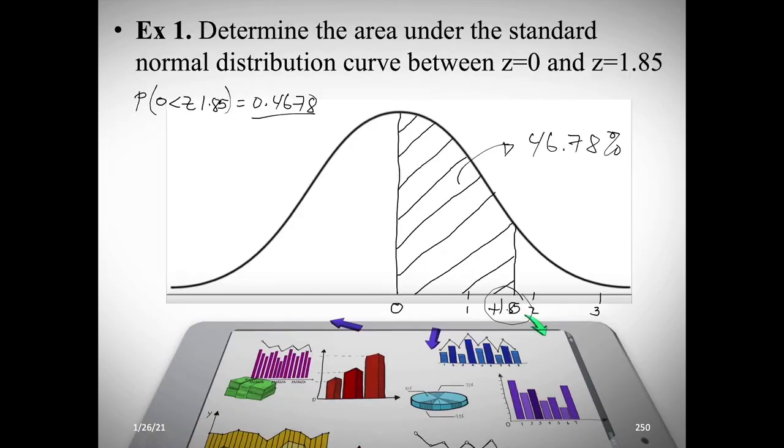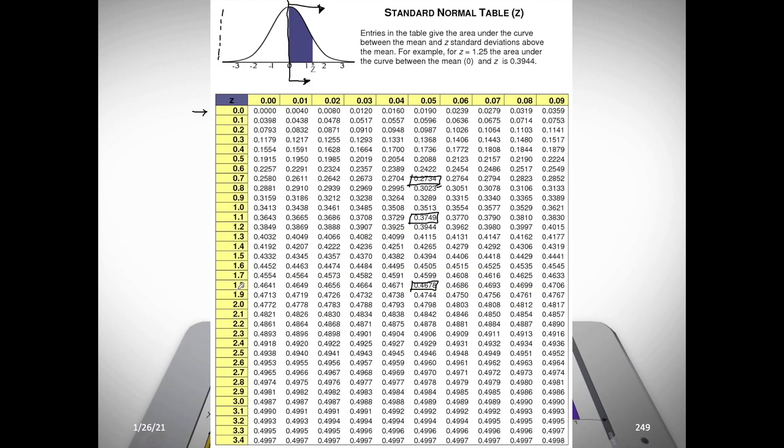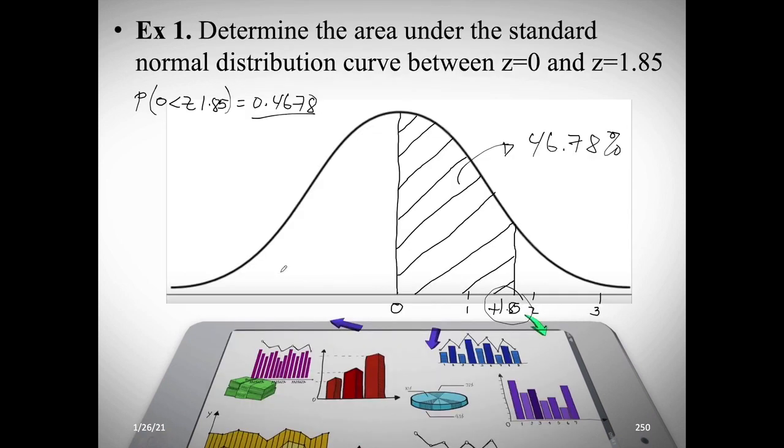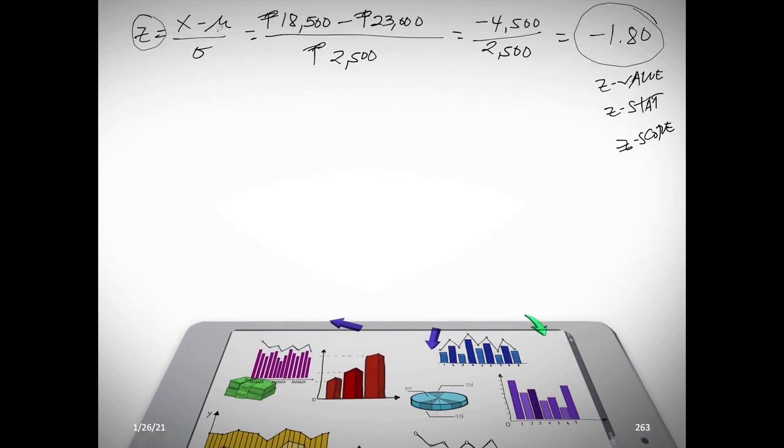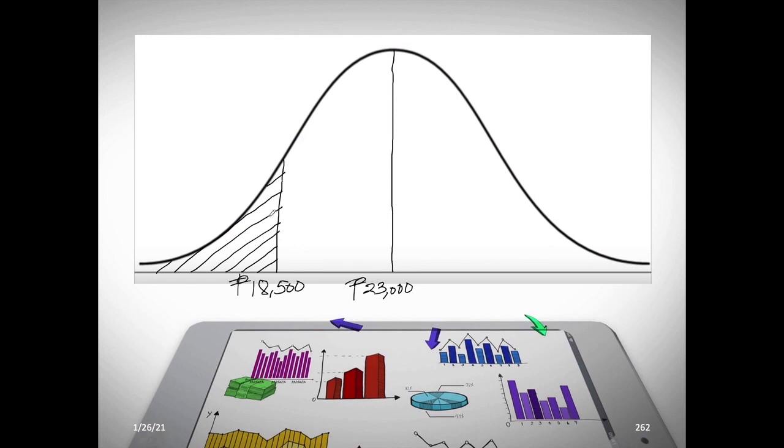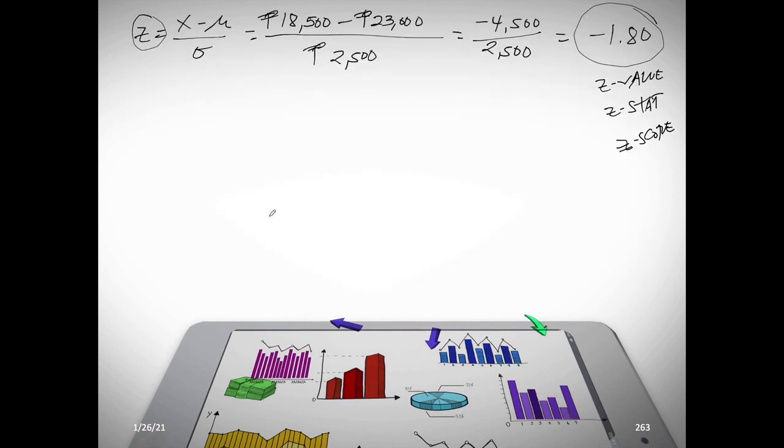Check natin ang ating table. So, 1.8, sa first column tayo. Here, this is the data what we're looking for: 0.4641. Okay. So, let's write here, from this graph, let's have the equation. P of X less than 18,500, ayun yung hinahanap natin. Kung titingnan nyo, that is the probability of Z less than negative 1.8, which is this one.